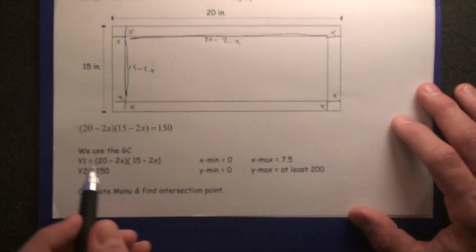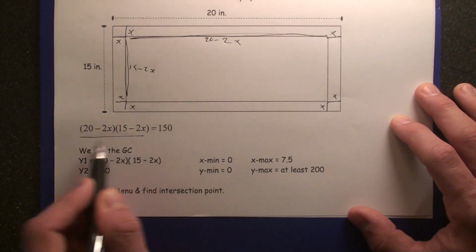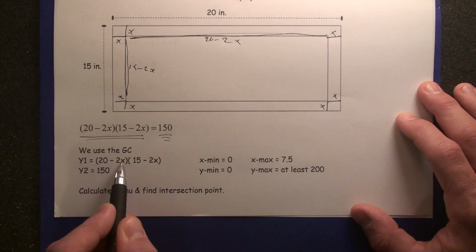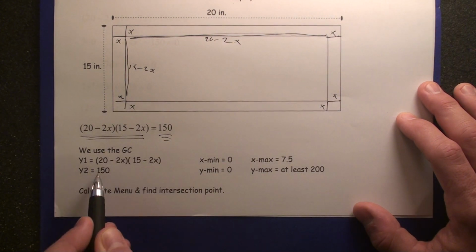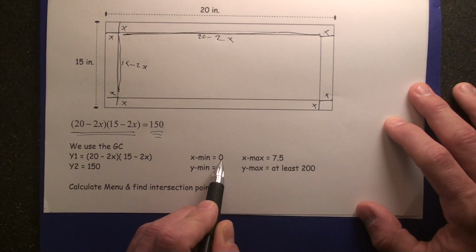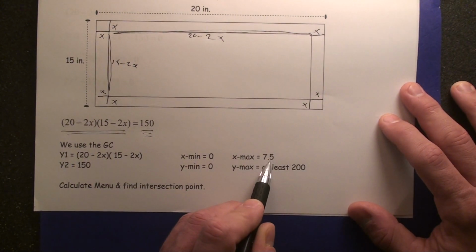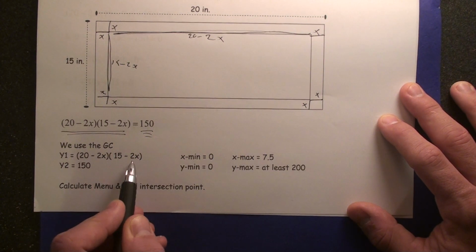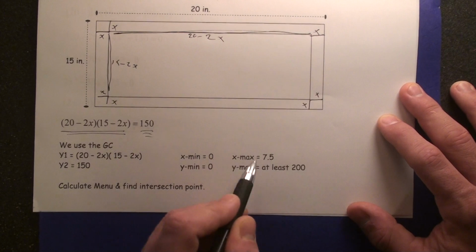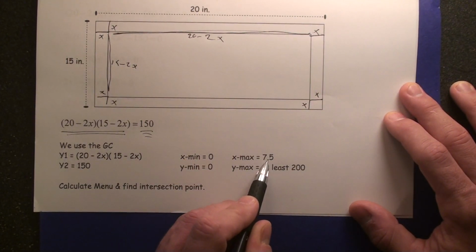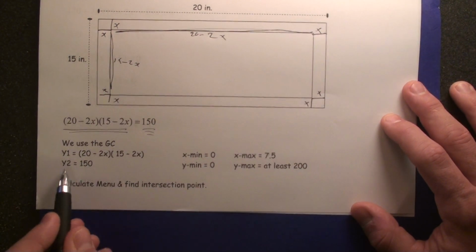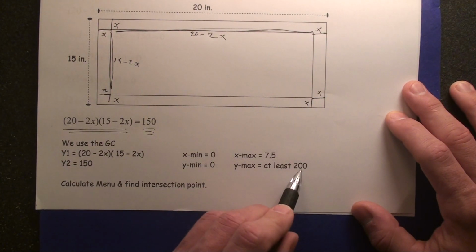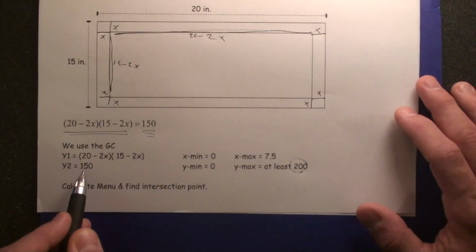So therefore, what we're going to do now, we want to find out where this multiplication equals 150, so we're going to throw this in the graphing calculator. 20 minus 2x times 15 minus 2x. Now, what's the domain? Well, we're going to say the minimum is 0 for x, and the maximum is only 7.5, because we know that x, if it's greater than 10, this becomes negative, and when x is greater than 7.5, this becomes negative. So we cannot have negatives, so therefore x has to be less than or equal to 7.5. Y2 equals 150. We know that the y min should be 0 and the y max should be at least 200, because we want to go above 150.